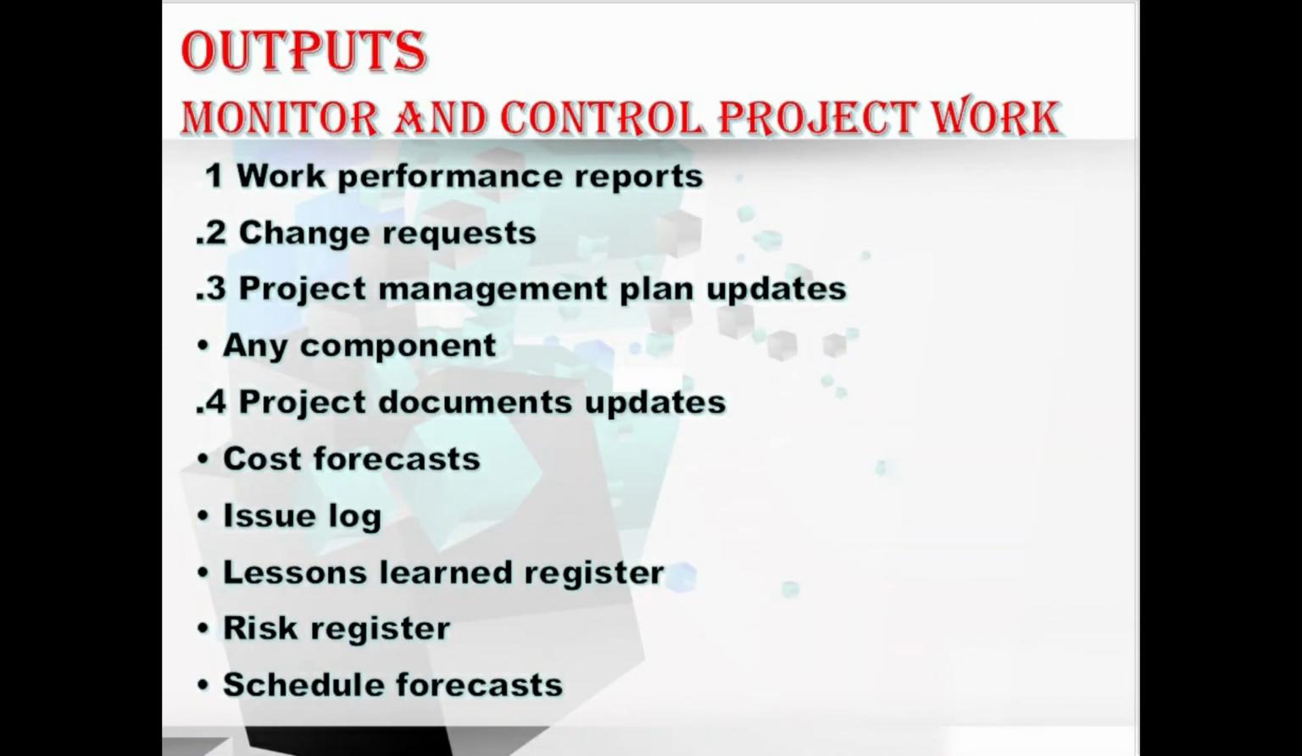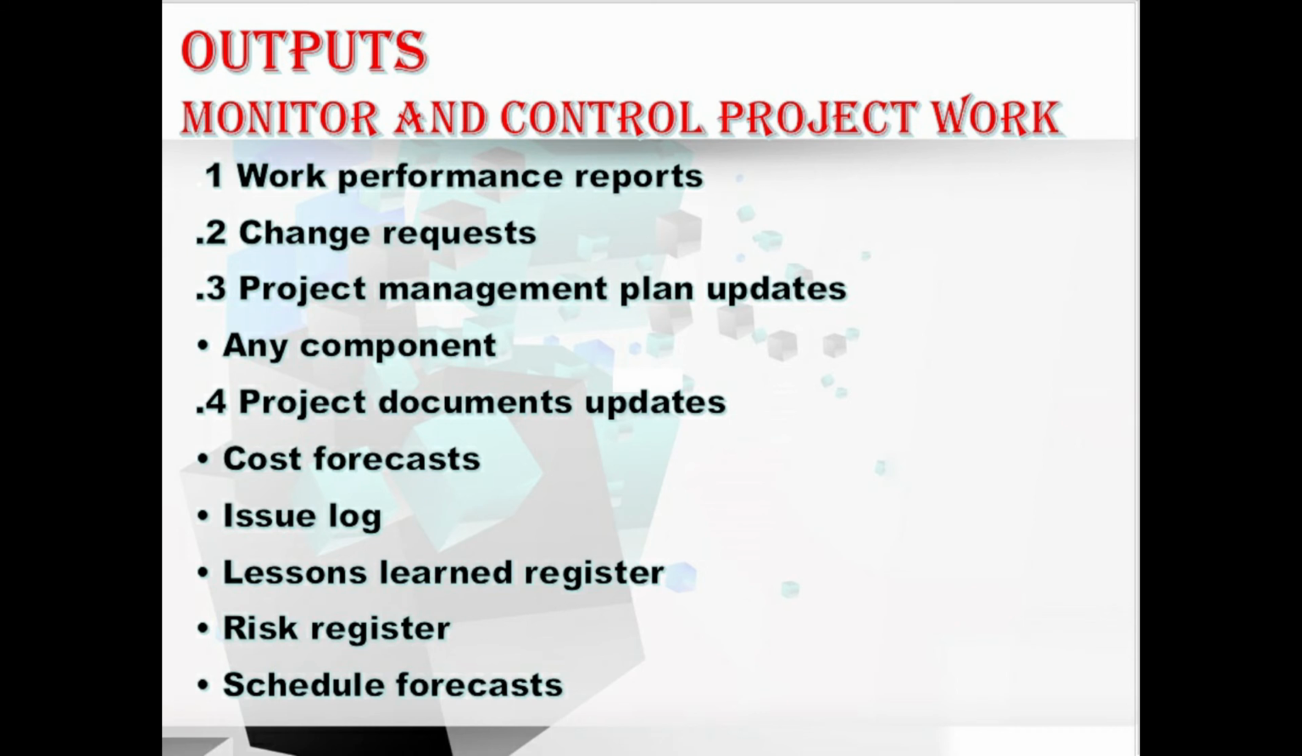In outputs, first we have work performance reports. The work performance reports are the physical or electronic representation of work performance information intended to generate decisions, actions, or awareness. Examples of the work performance reports include the status reports and the progress reports. Okay, hope you understood about this output of monitor and control project work. Let's move to the next output.